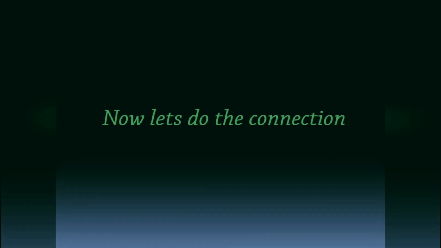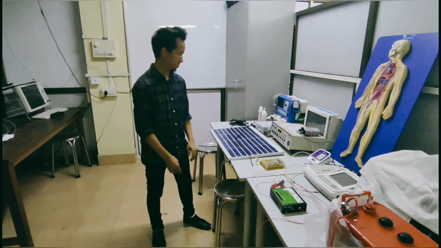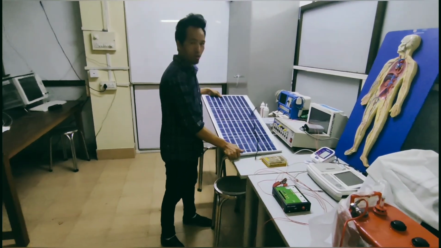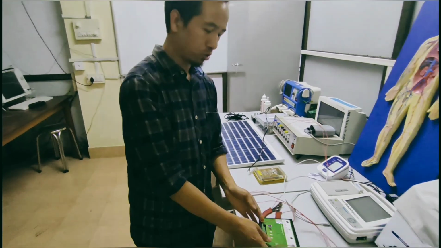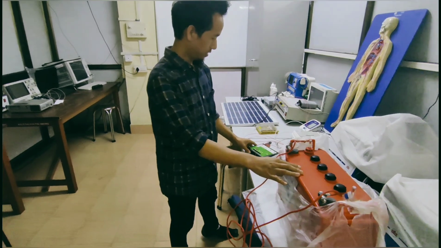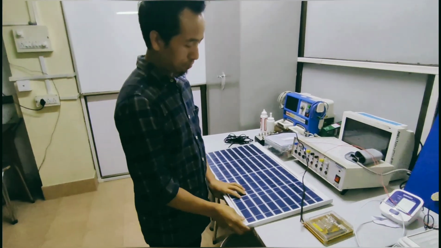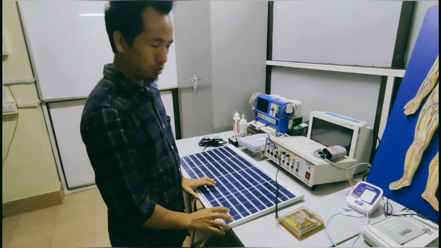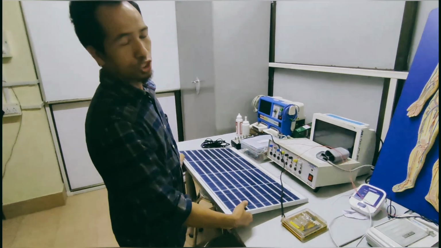Now let's do the connection. This is our solar panel. This is our charge controller, and this is the battery. So from the calculation that we have calculated, we found that the rating of the solar panel that we needed is 12 volt 75 watt.